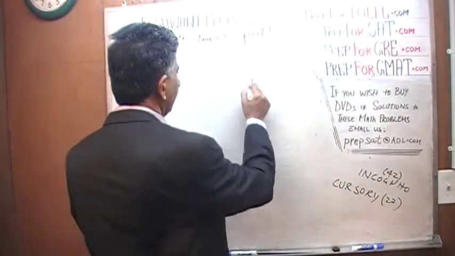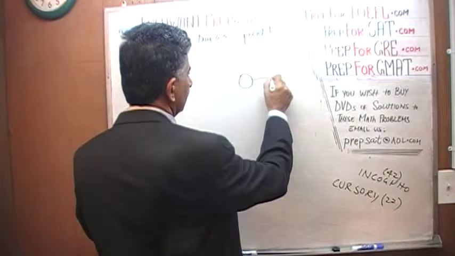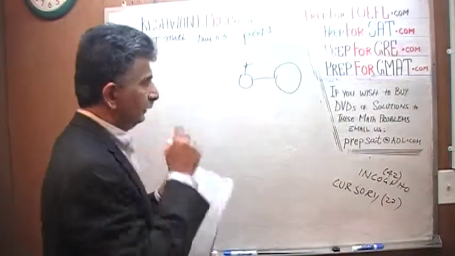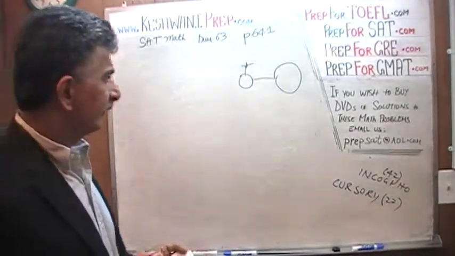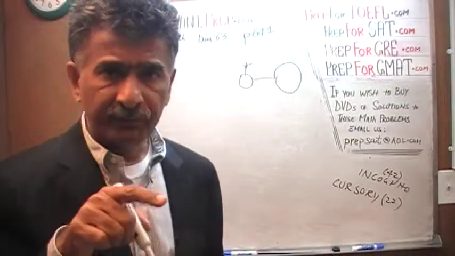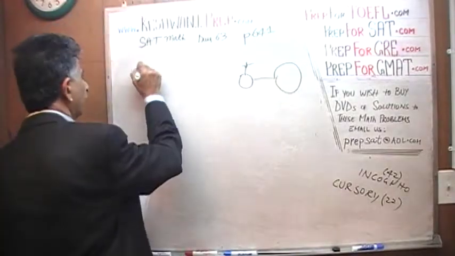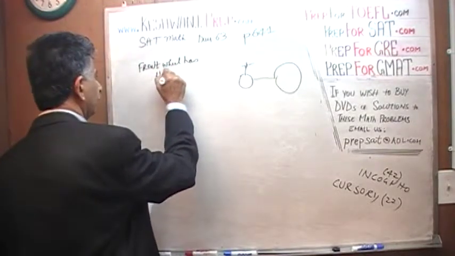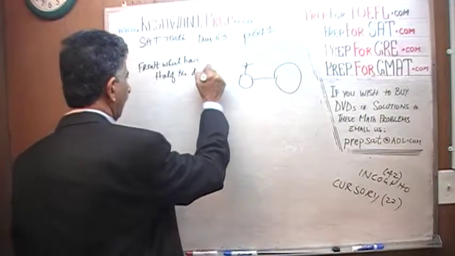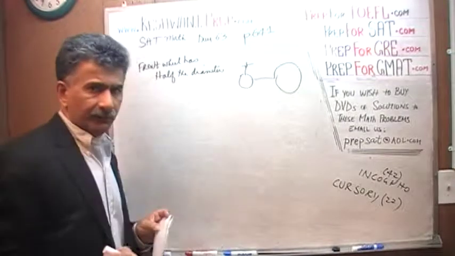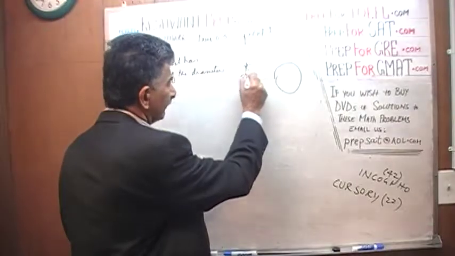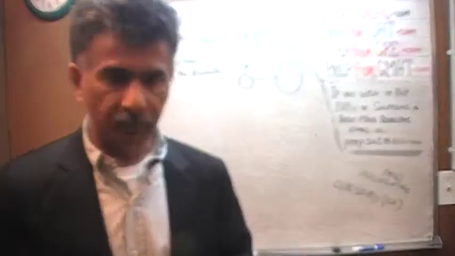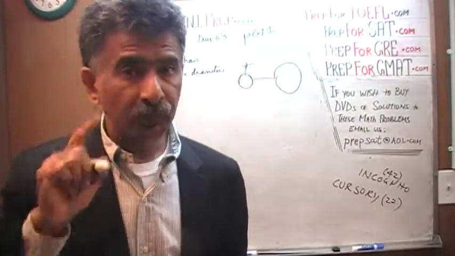So here's our front wheel, and I'm going to do my best here, and here's the back wheel, and here's a bicycle. The very first thing we have to realize is that the front wheel has half the diameter. If it has only half the diameter, it's a smaller tire, smaller wheel, whatever you want to call it, and therefore use your brain. Think about it for a second.